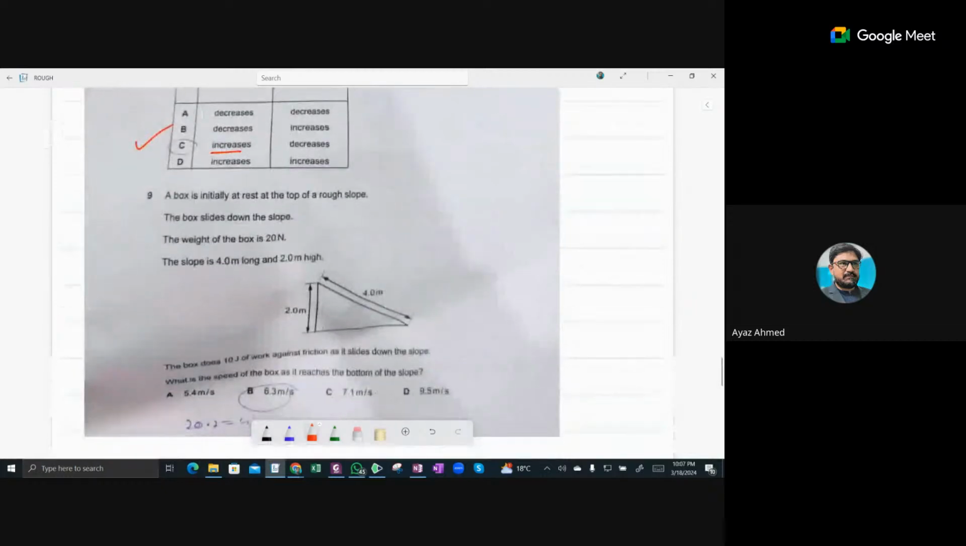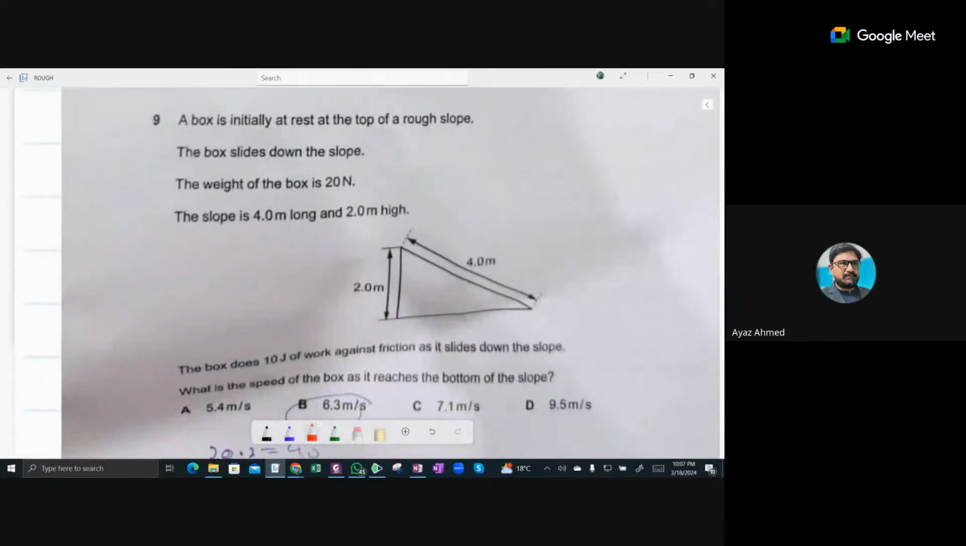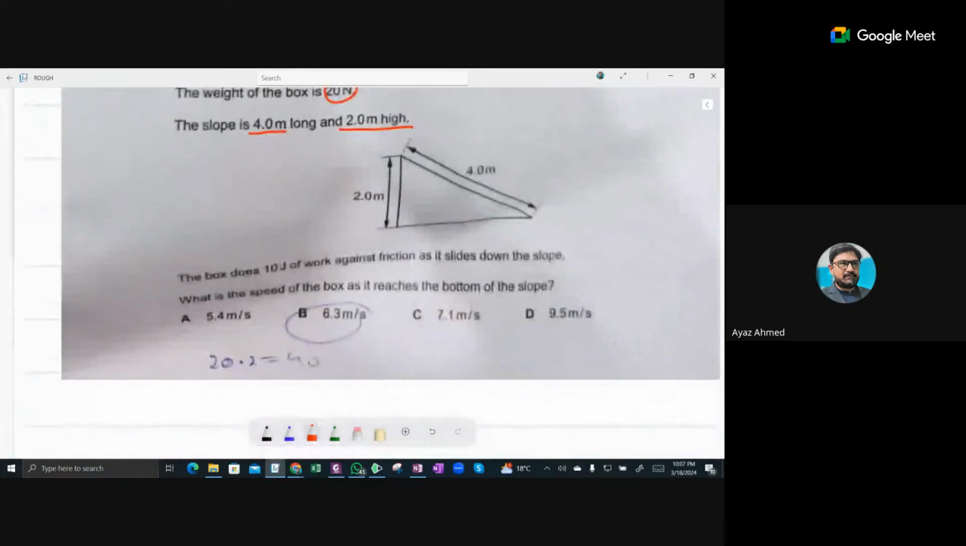Done. The next one: a box is initially at rest at the top of the rough slope. Rough slope, this is very important. The box slides down the slope. The weight of the box is 20 Newton. The slope is 4 meter long and 2 meter high. The box does 10 joule of work against the friction as it slides down the slope. What is the speed of the box as it reaches the bottom of the slope?